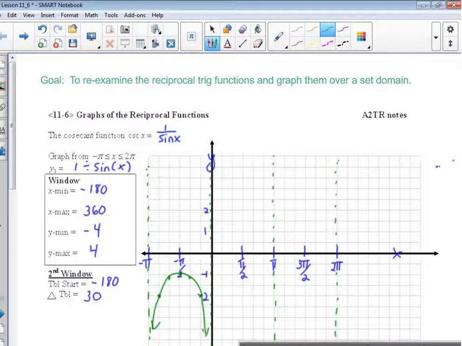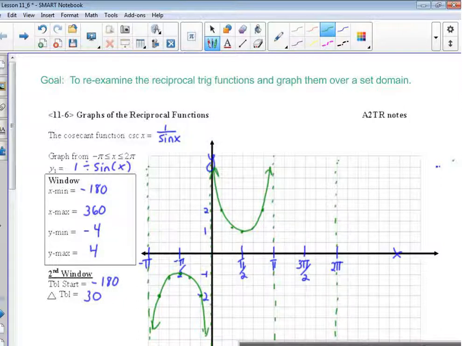So at 30 degrees, you can check your calculator, it's at 2. At 60 degrees, we're at that 1.2, and at 90, we're at 1. And then the pattern continues. At 120, I'm at 1.2, and at 150, I'm back up to 2. So again, it's going like that. And then it goes back down when we get to pi, or 180 to 360.